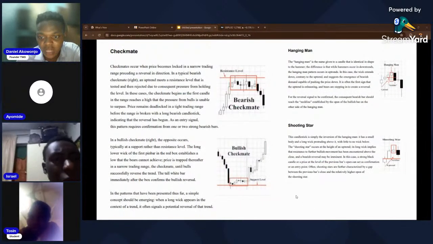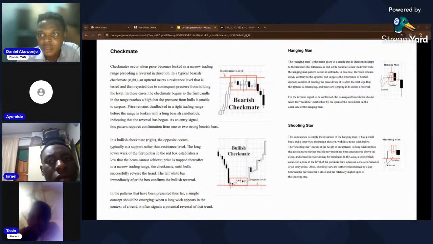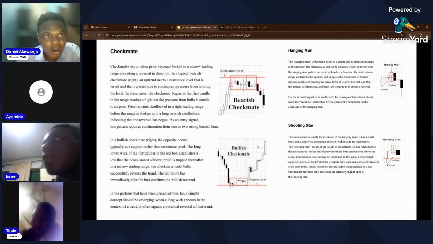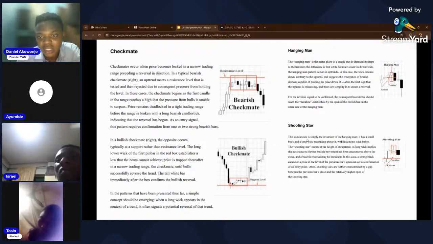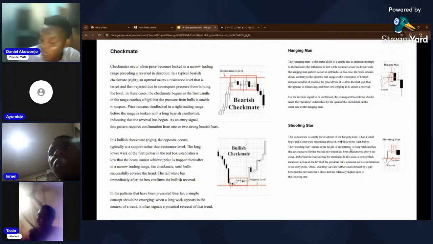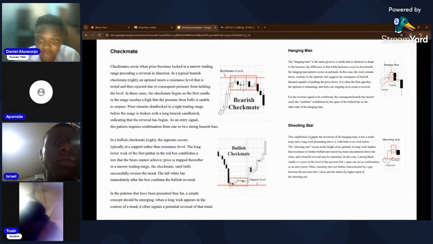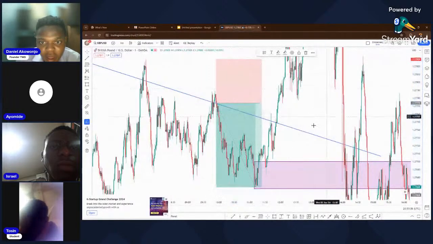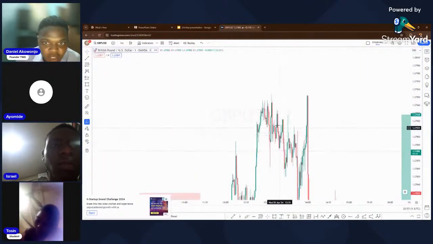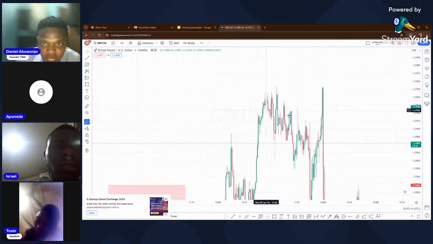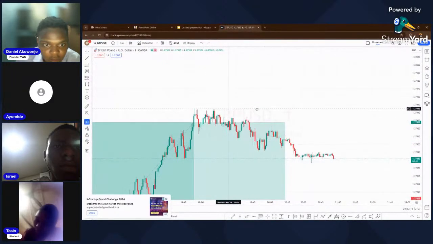The next one I have here is the shooting star. The shooting star is also a very important candlestick that helps in knowing what to do as a trader. This candlestick is simply the inversion of the hanging man. What does this mean? For the hanging man, the long wick is always below the body. But for the shooting star, the wick is always above the body. Let's look for a shooting star. Okay, I thought I saw a shooting star. Good, see a shooting star here.